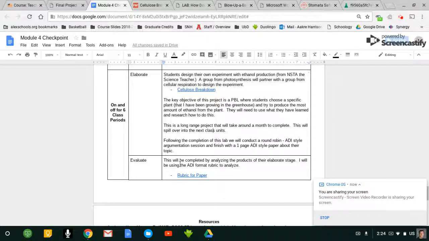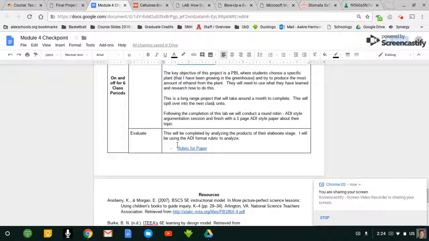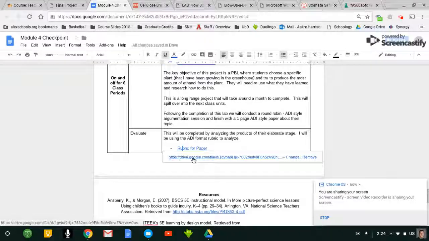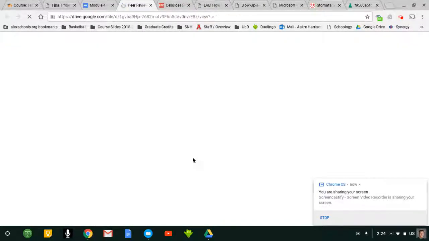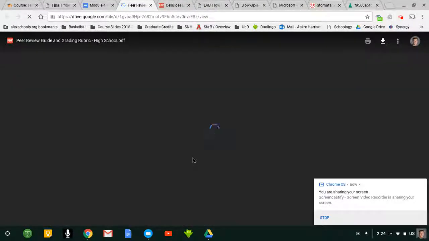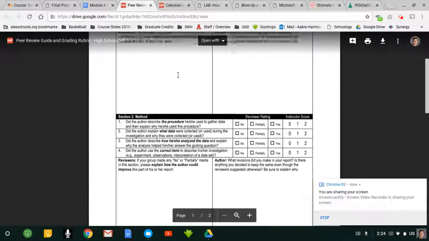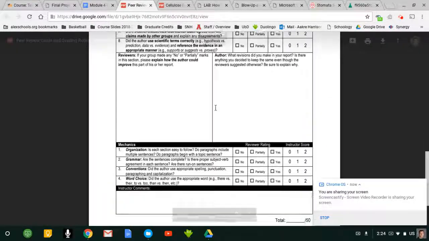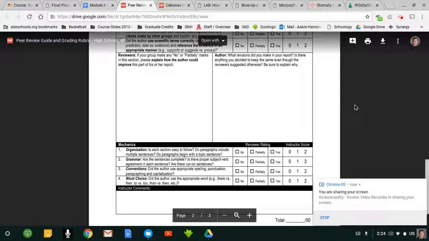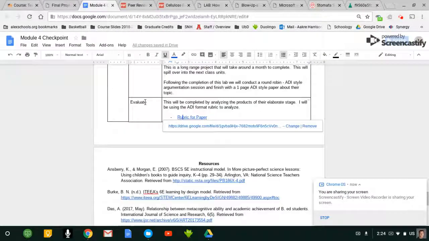And then finally, the way I'm going to evaluate this whole thing is going to be the rubric for the paper. So everything's going to boil down to how well they can communicate their information in writing. This is from the ADI investigation books. So I'm going to go through here, and this will be how I evaluate them. Now, that's going to be my entire lesson plan.